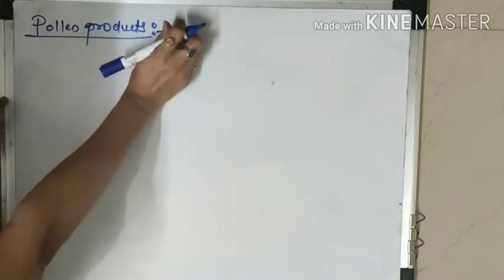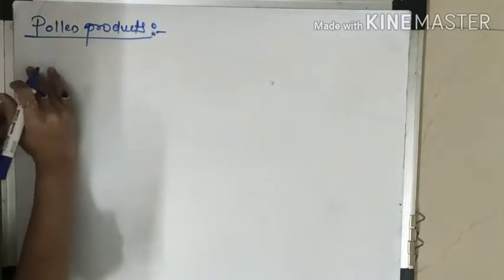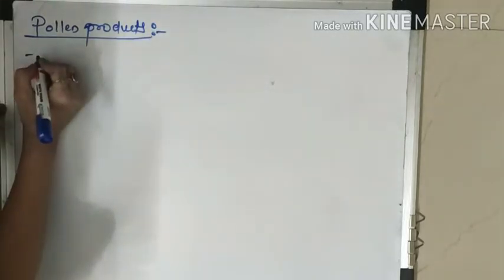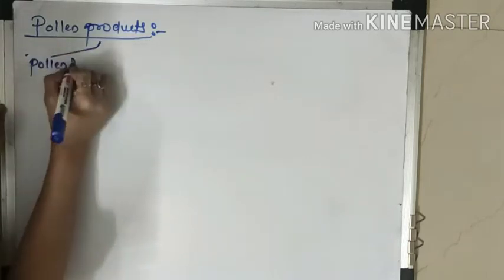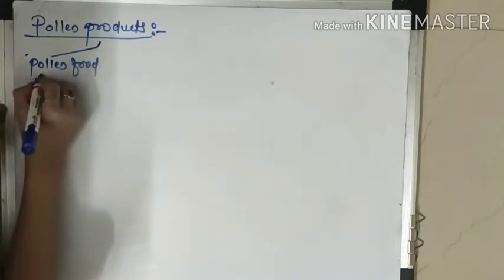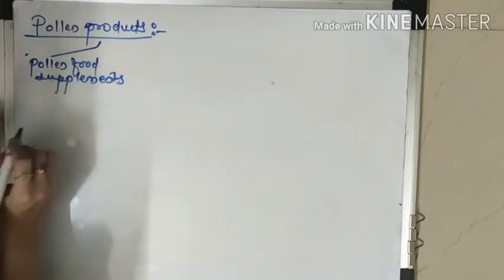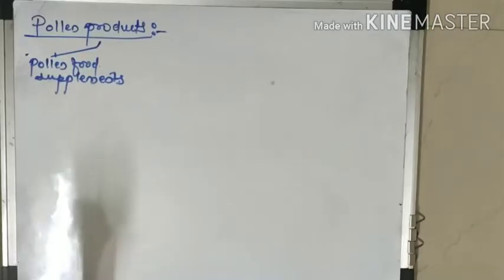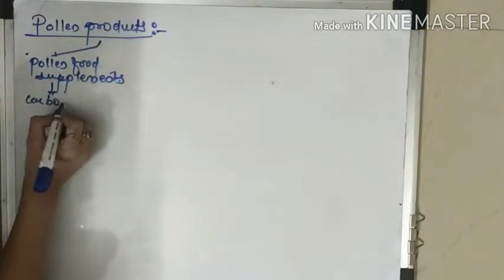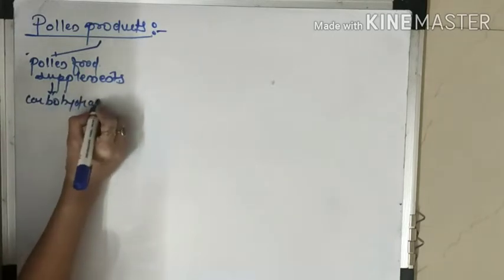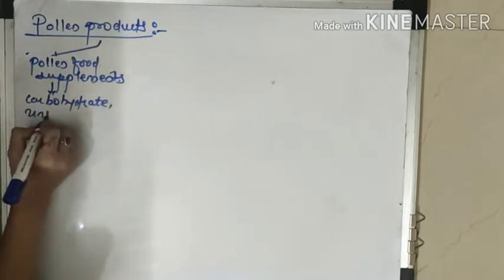These pollen products are made up of pollen grains, and that pollen is used as a pollen food supplement. So pollen products are used as food supplements. Here these pollen grains contain an abundant amount of carbohydrates, along with that it also contains unsaturated fat.